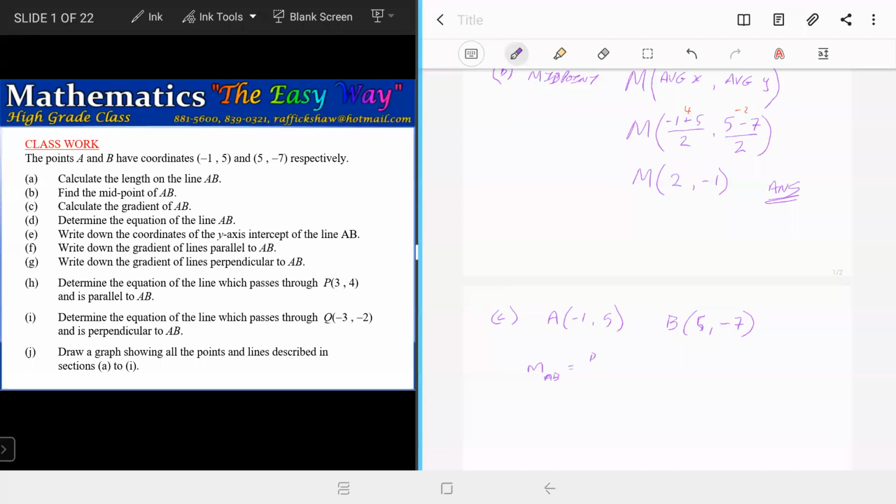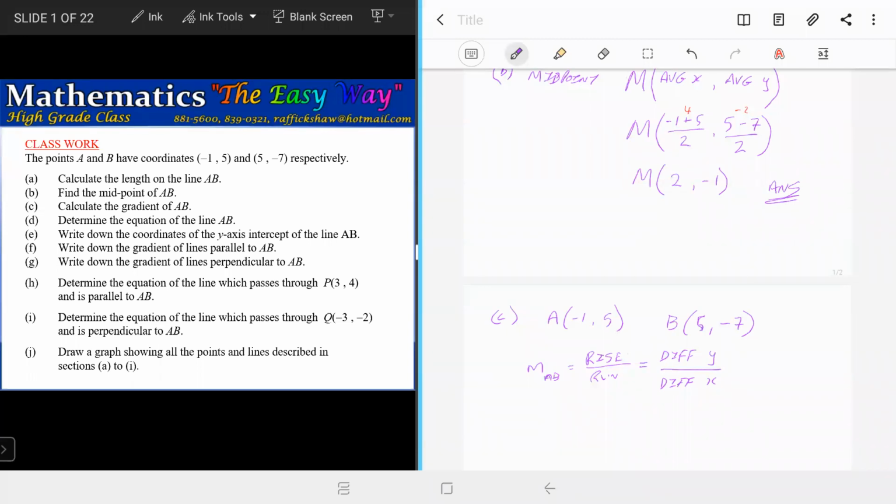Remember, gradient of AB equals rise over run. Let's write that first. It equals rise over run, from one point on the line to another point. So it's rise over run from here to here, or from here to there. Either way. And the rise over run really is the difference in the y values as the rise, over the difference in the x values as the run.